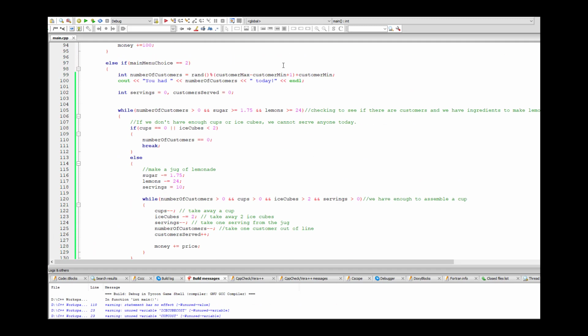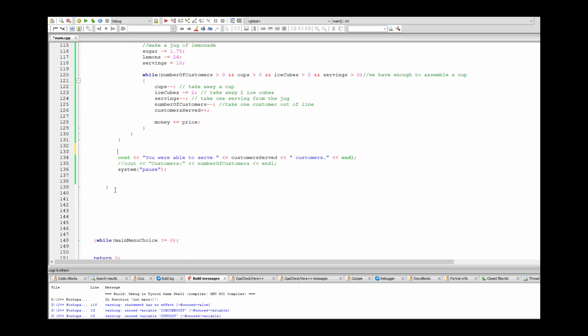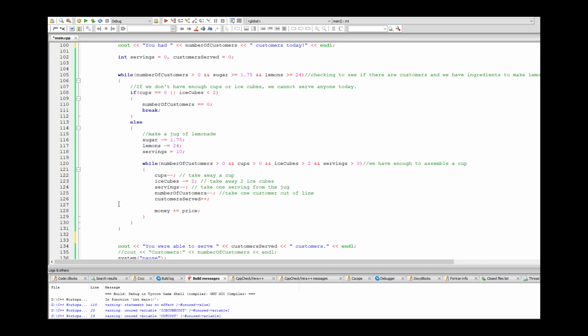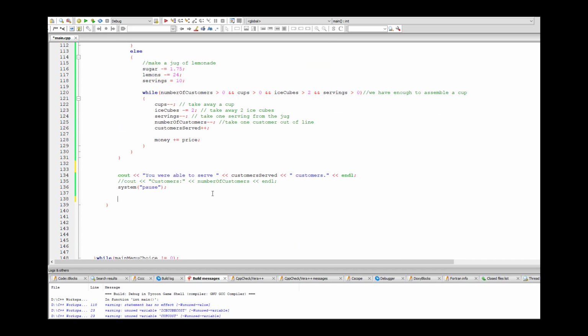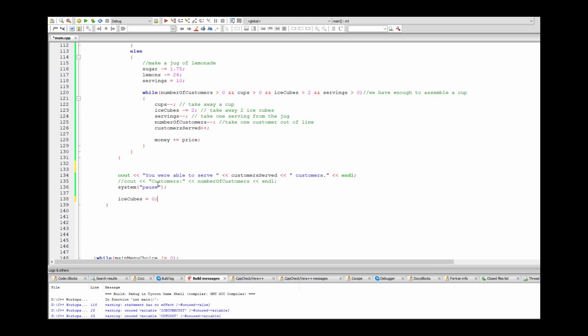Okay. And you had customers today. Okay. So from there, now at the end of the day, we said as part of our game is that all the ice cubes melt at the end of the day. All right. So at the end of this if statement, we're going to say ice cubes equals 0. All right, so you always lose all your ice cubes at the end of the day.